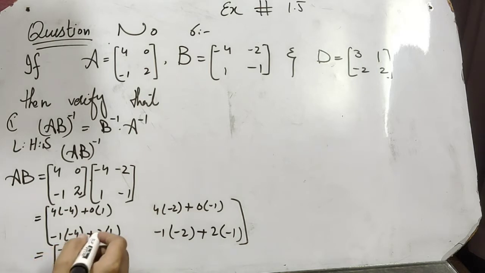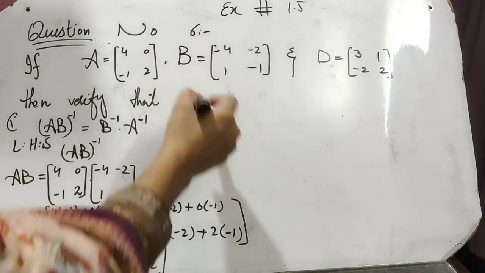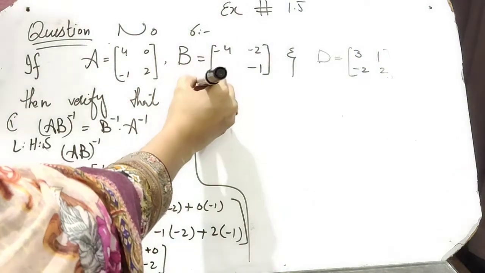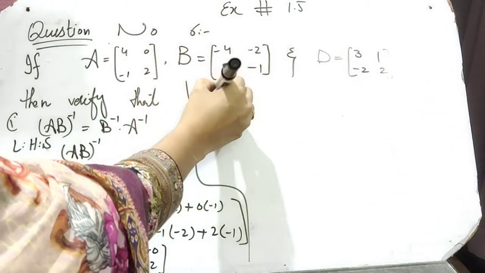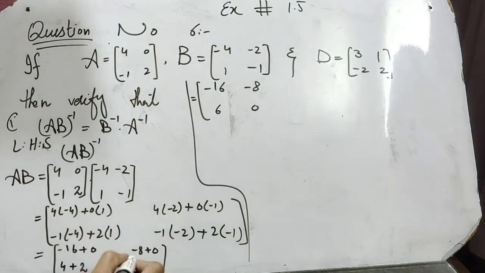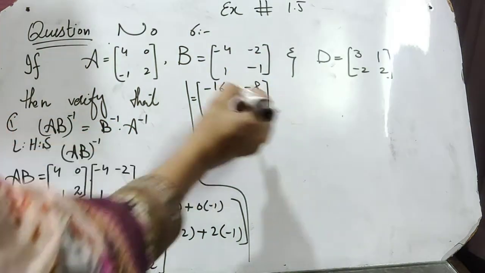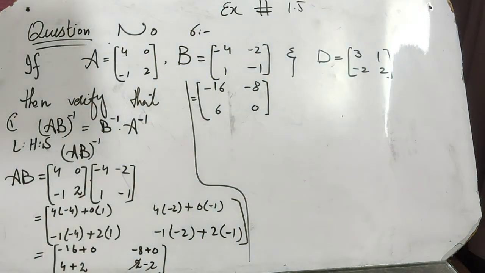minus 16 plus 0, minus 8 plus 0, 4 plus 2, and 2 minus 2. So it will be equal to [-16, -8; 6, 0]. 2 minus 2 is equal to 0. So this is A into B.